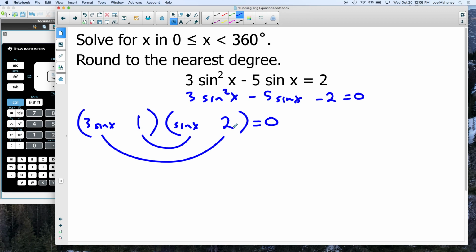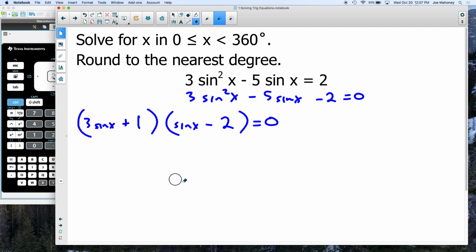Because this is going to give me now a 6 sine x and a 1 sine x. And if indeed I want to get this to be a -5, I need a -6 and a +1. So this is going to be my +1, and that's going to be my -2. Holy cow, do you remember all that from factoring? Yikes. Fun stuff.